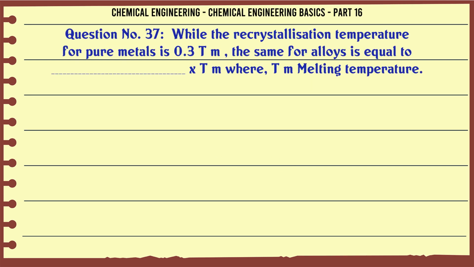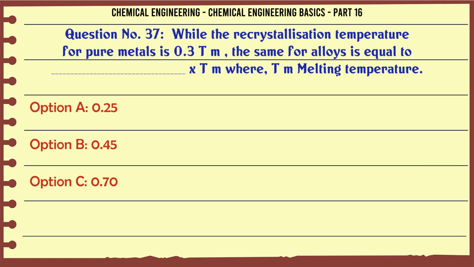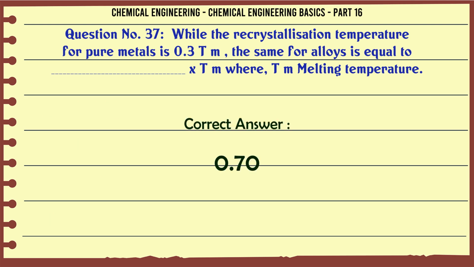While the recrystallization temperature for pure metals is 0.3 Tm, the same for alloys is equal to X Tm, where Tm is the melting temperature. A, 0.25, B, 0.45, C, 0.70, D, 0.95. The correct answer is 0.70.